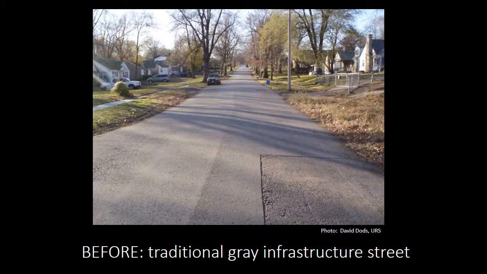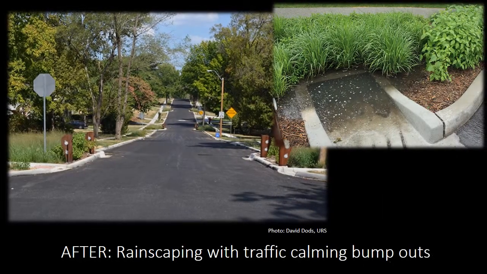This is an example of traditional gray infrastructure in an older neighborhood. A paved street with no curb or gutter or sidewalk that is overgrown and broken up. Here is an example of what can be done to improve the same street with green infrastructure, green solutions.